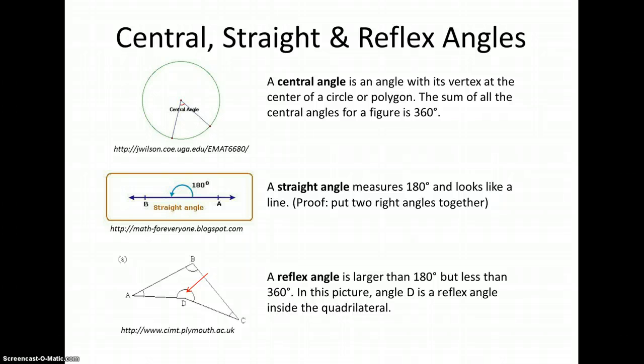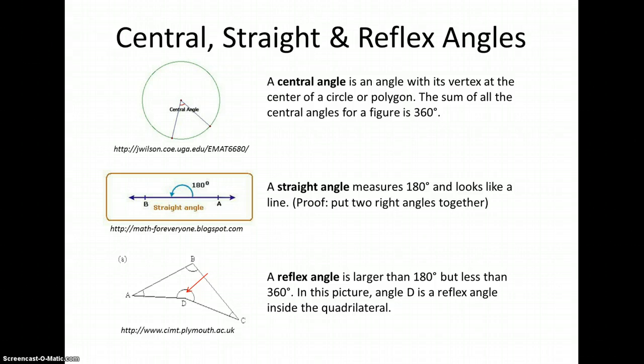A central angle is an angle with its vertex at the center of a circle or the center of a polygon. If we add up all of the central angles in a figure, it always equals 360 degrees. Think about turning yourself all the way around 360 degrees. You've just spanned the entire central angle.